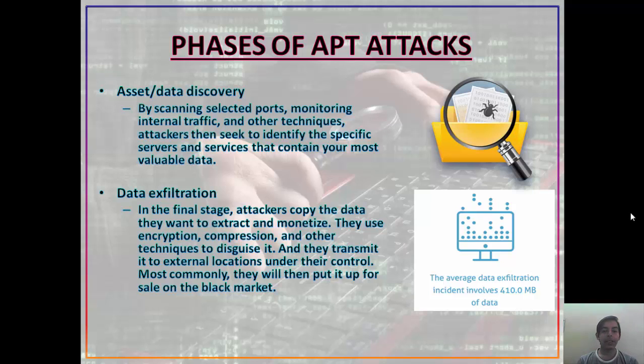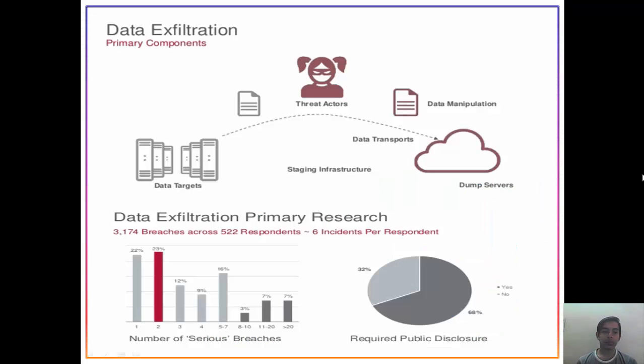And the final phase of an APT attack is data exfiltration. In the final stage, attackers copy the data they want to extract and monetize. They use encryption, compression, and other techniques to disguise it, and they transmit it to external locations under their control. Most commonly, they will then put it up for sale on the black market. As you can see here, the average data exfiltration incident involves 410 MB of data, which is very crucial company-specific data that can be exploited by a hacker. These are some basic statistics of how data exfiltration occurs and the number of serious breaches.